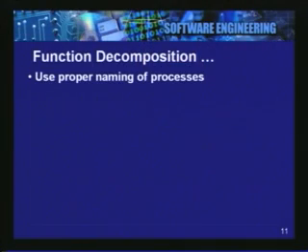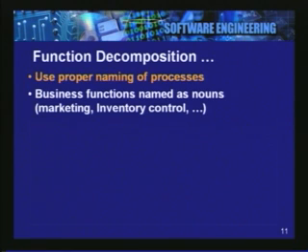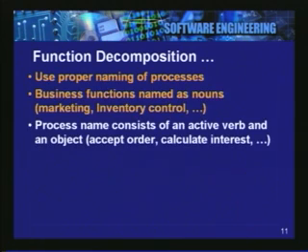Now, some general guidelines of preparing the function decomposition model. Use proper naming of processes. This is very important, because through proper naming you are conveying the purpose of a process. Business functions are generally named as nouns. These could be marketing, inventory control, and so on. These are typical business functions, and we use nouns for representing them. And it should be either a single word or a simple phrase, such as marketing or inventory control.